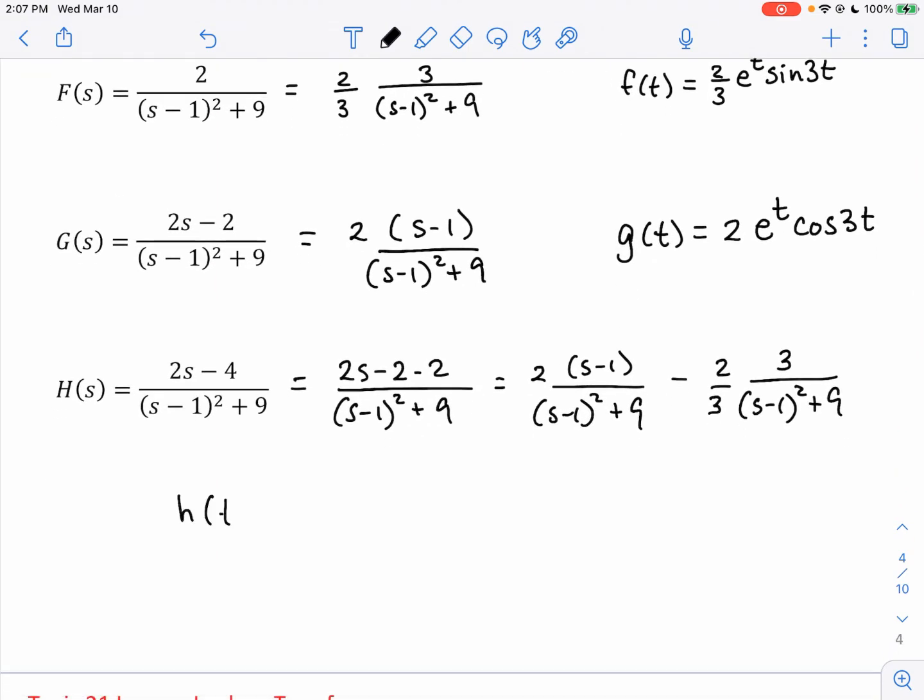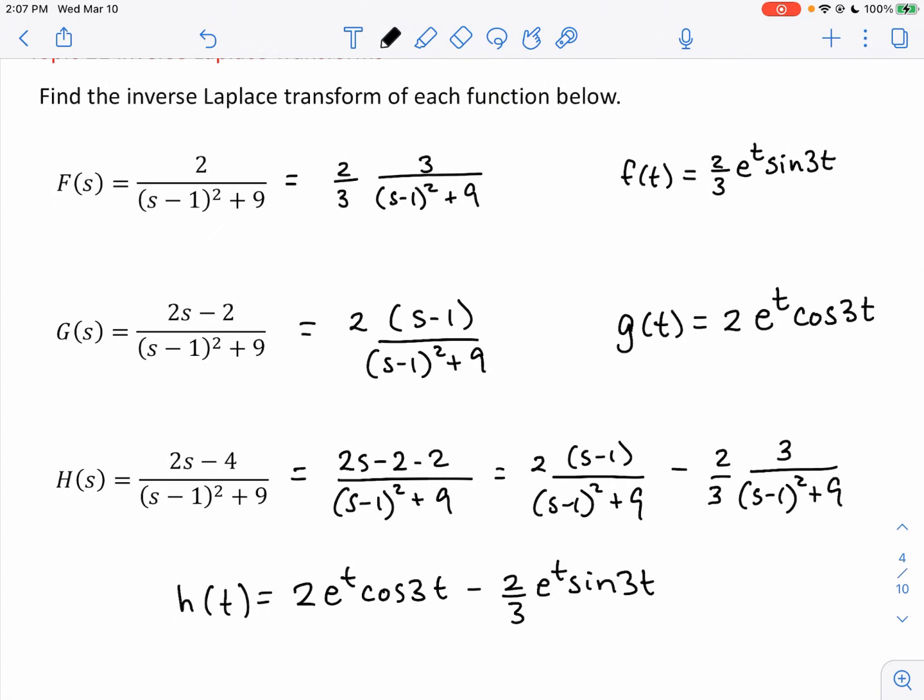So h of t, so we have the 2, and then the inverse Laplace of what I have currently highlighted is going to be e to the t cosine 3t. So we have 2 e to the t cosine 3t, and then minus 2/3 times, and then this function, when I do the inverse Laplace of it, we get e to the t sine 3t. So minus 2/3 e to the t sine 3t. And I've accomplished finding the inverse Laplace of each of these.